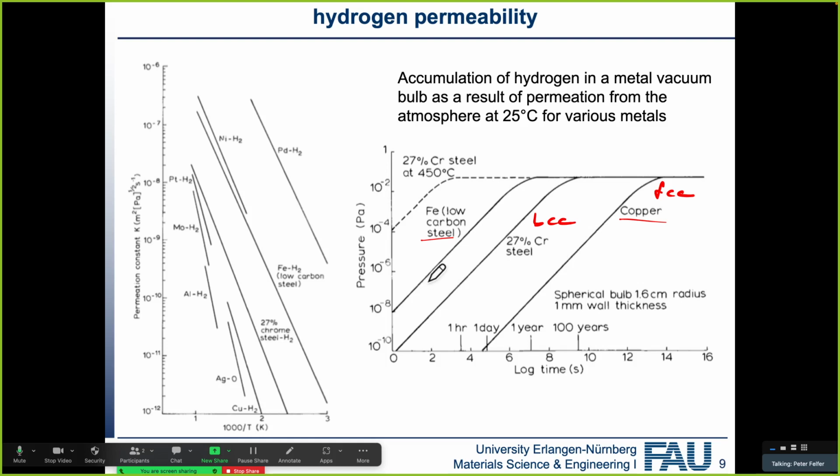If we look at the permeation constant versus temperature for hydrogen, you can see this is nickel, a low carbon steel. Do we have a stainless steel? No, but probably somewhere in the middle. You can see aluminium, very low penetration, just to see that there's orders of magnitude in between.